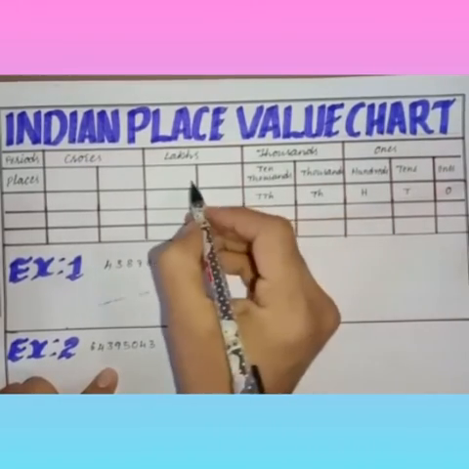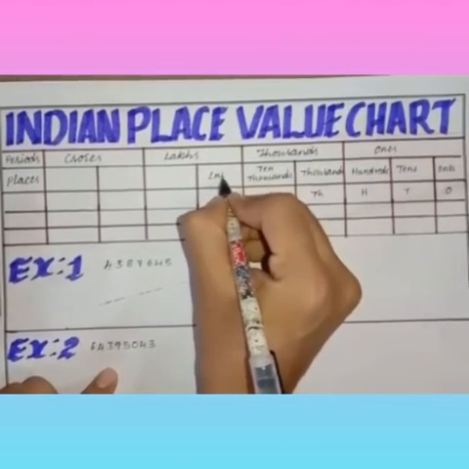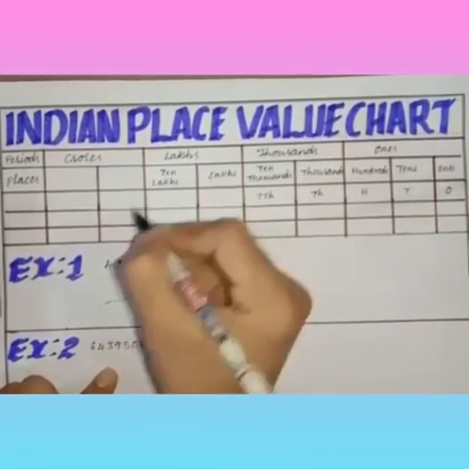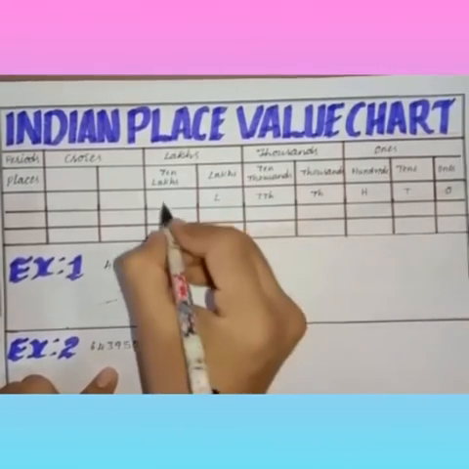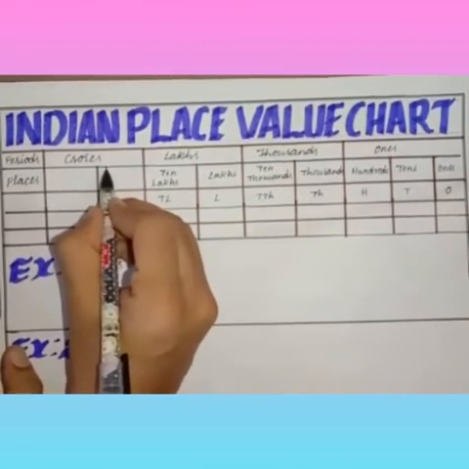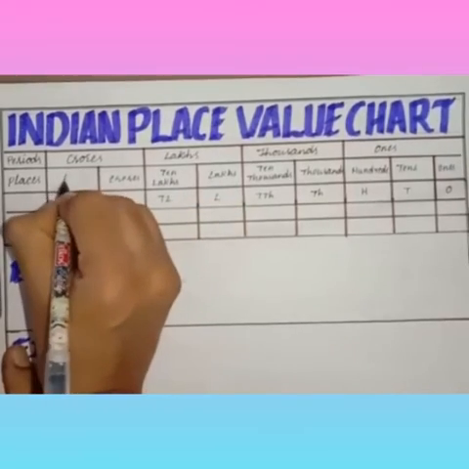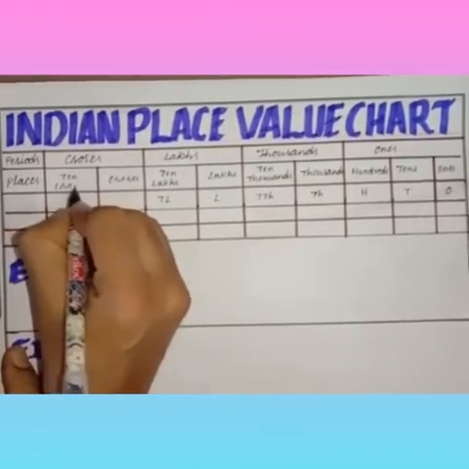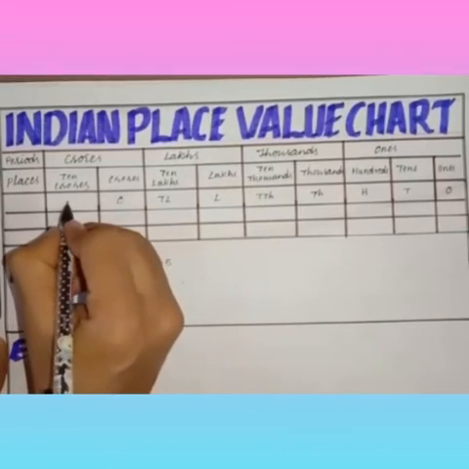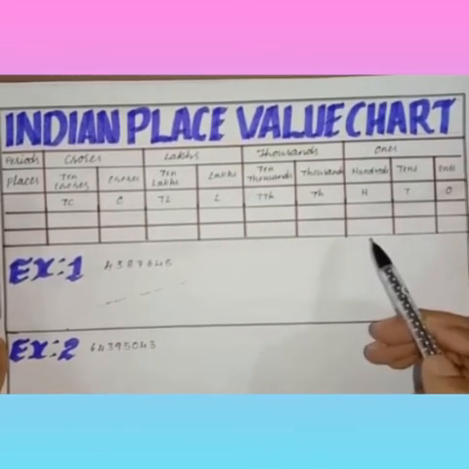Children, now thousands is denoted by TH and ten thousands is denoted by TTH. Next, the lakhs period consists of two places, that is lakhs and 10 lakhs. Lakhs is denoted by L and 10 lakhs is denoted by TL. Next, the crores period further consists of two places, that is crores and 10 crores. Crores is denoted by C and 10 crores is denoted by TC. Children, so this is the Indian place value chart.